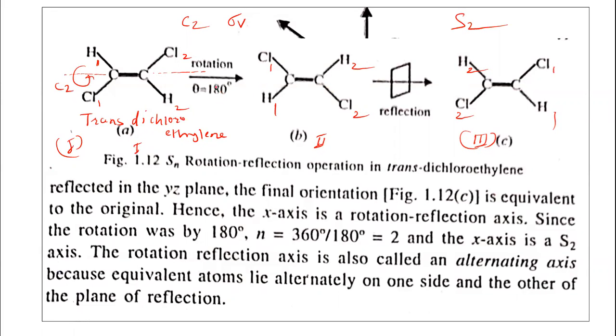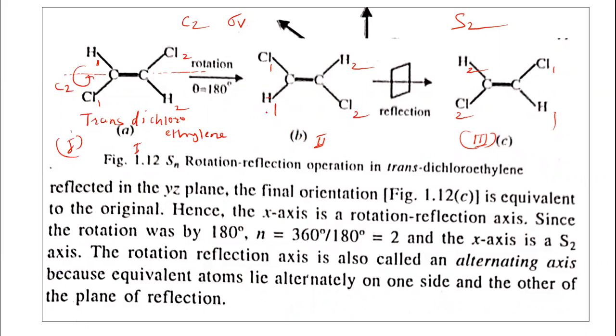Once again, I would like to explain this. You can see here the trans dichloroethylene molecule. When you rotate it through 180 degrees, we are not getting the equivalent configuration. Hydrogen 1 will be here, chlorine 1 will go to here. It is not an equivalent configuration of this. Both are different: the first and second are different.